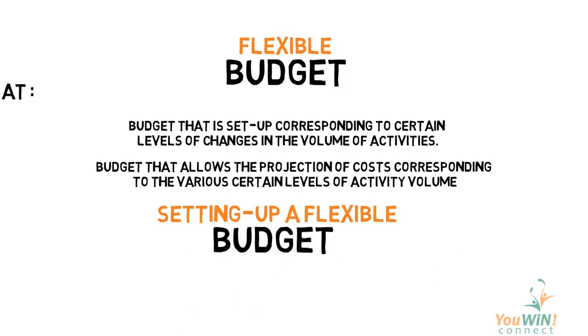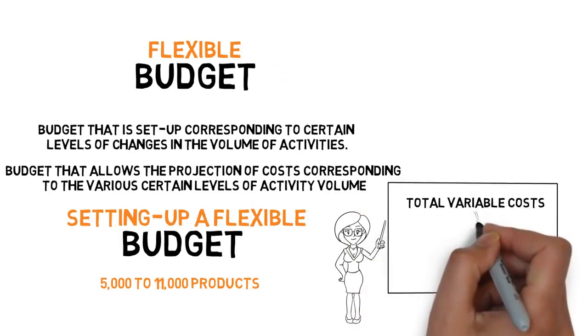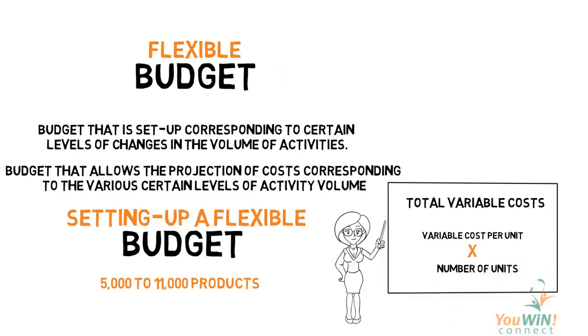Setting up a flexible budget. An illustrating example of setting up a flexible budget with different costs corresponding to the various production volumes ranging from 5,000 to 11,000 products. Variable costs remaining constant per unit. In order to arrive at the total variable cost, we multiply the variable cost per unit by the number of units at different activity levels, while the total fixed cost remained unchanged in the range of 5,000 to 11,000 products. By developing a flexible budget, you are comparing likes with likes.